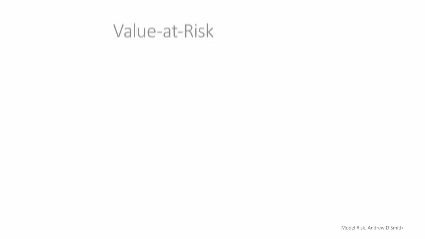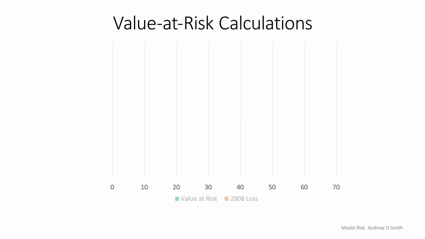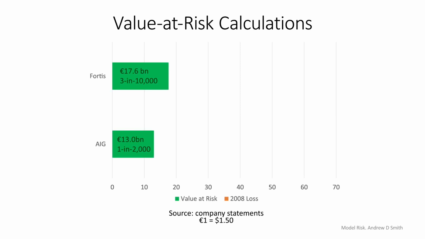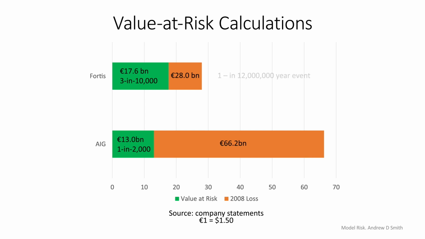What you can see on your screen are some value at risk calculations from two large financial institutions in 2007. One of those, AIG, is a large American insurer. The other, Fortis, is a Dutch bank insurer. Both of these organizations calculated value at risk, and that means the amount of money that they might lose for a very, very bad event.